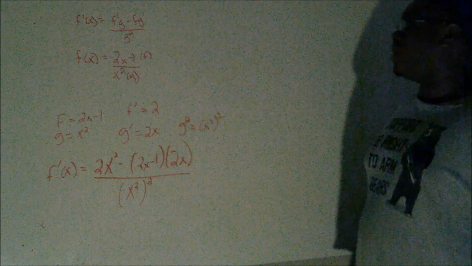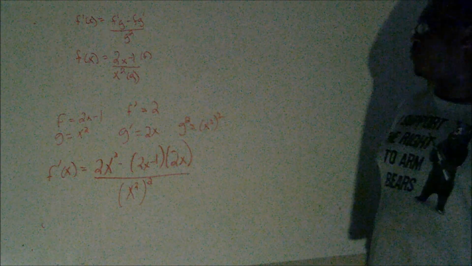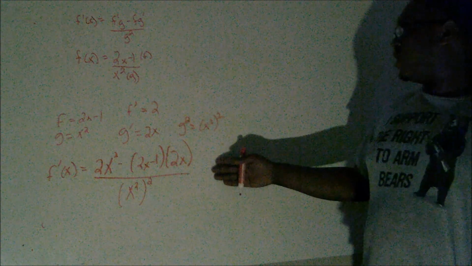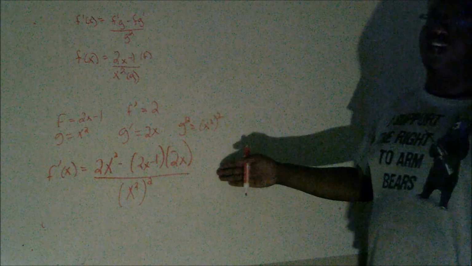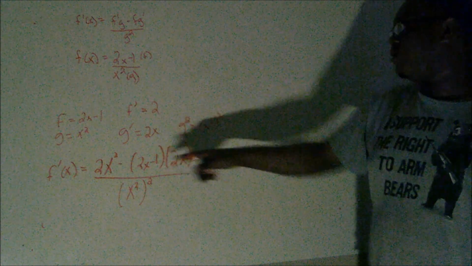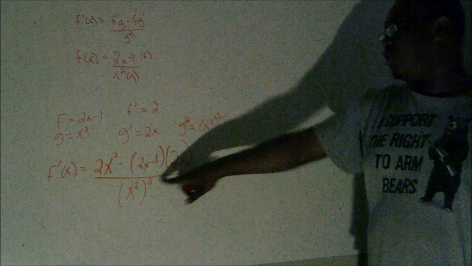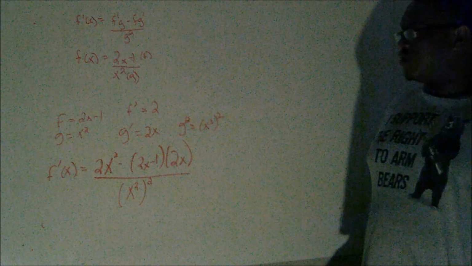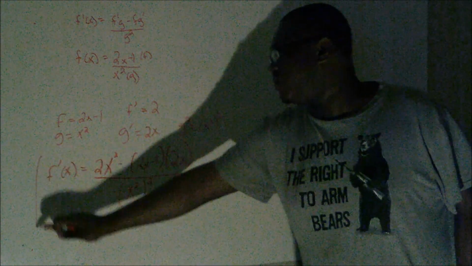Now, depending on how far you want to go with this or how far your professor wants it, this answer is 100% completely correct. If your professor specifically states write it in simplest terms, then you're obviously going to have to distribute the 2x and this square term here. But if it just says find the derivative, this is the base answer, and this would be our final answer.